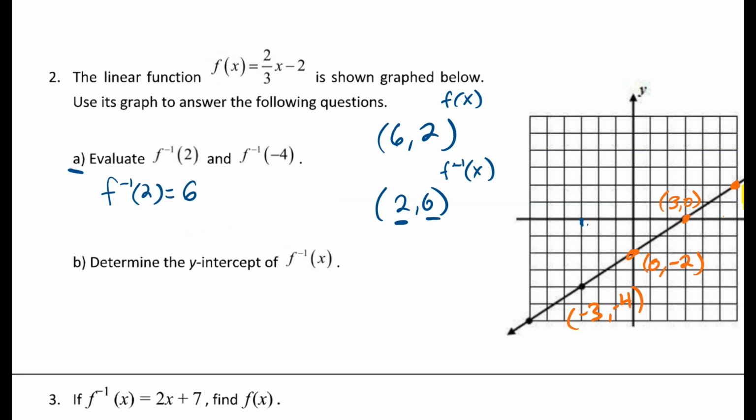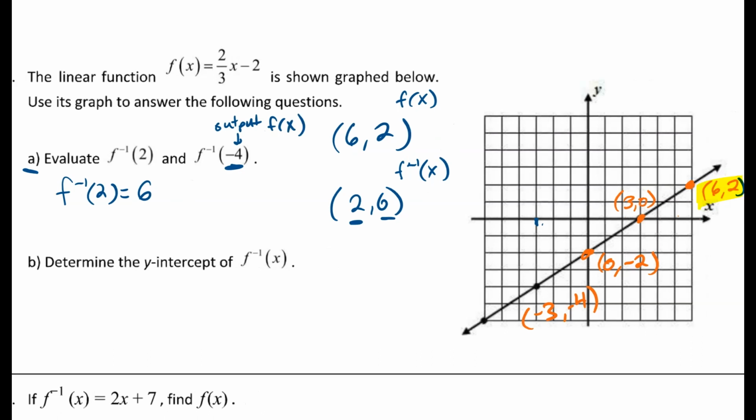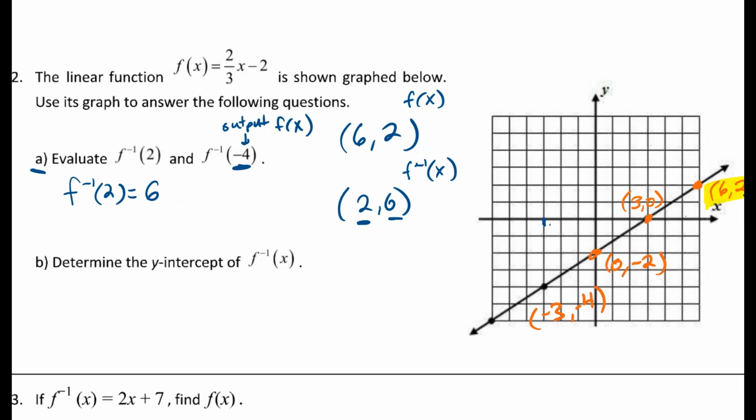So for f inverse of 4, if that's going to be an input to my inverse function, it's really an output on f of x. So if I look to my function here, I notice that this point down here, (-3, -4), has an output of -4. So the corresponding point on my inverse graph would be those points swapped, (-4, -3). So when I plug in -4 to my inverse function, I get out -3. So f inverse evaluated at -4 is just -3.